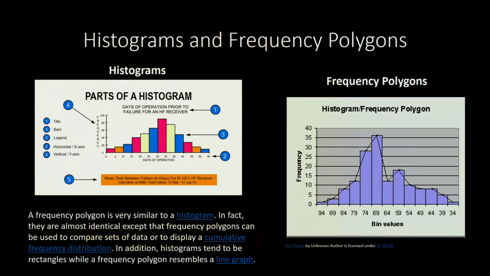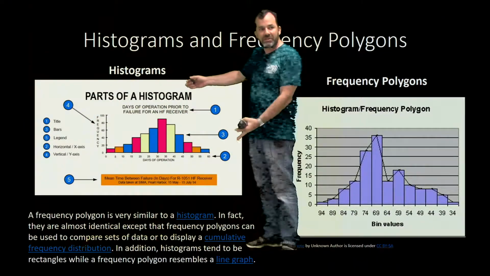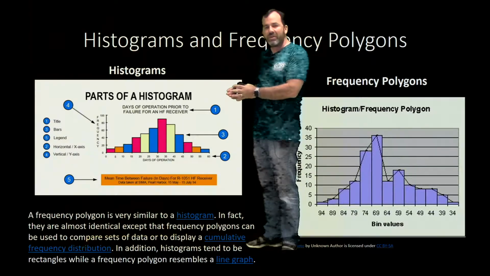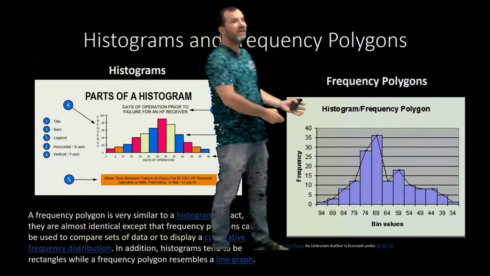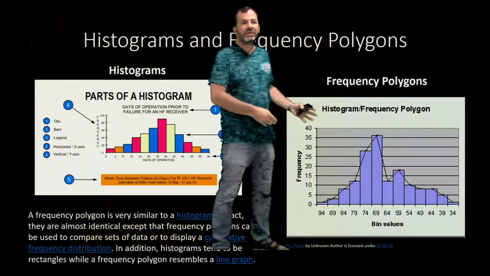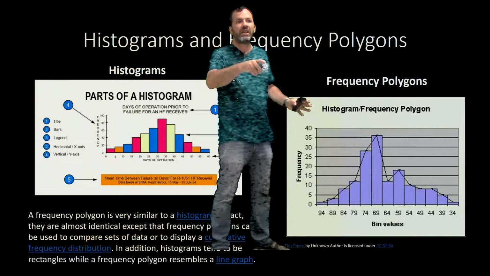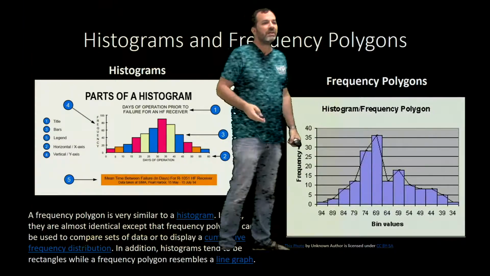Histograms and frequency polygons. First of all, here is my histogram. You'll notice on the histogram that the bars are right next to one another. There is no space in between the bars. A frequency polygon is very similar to a histogram, but usually frequency polygons are represented with the lines that we see here.